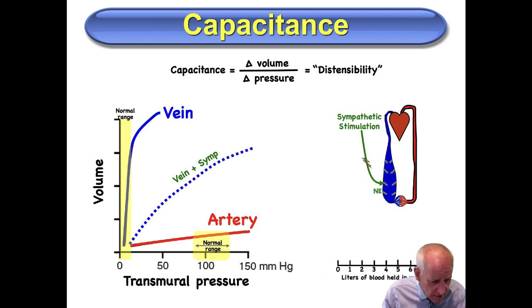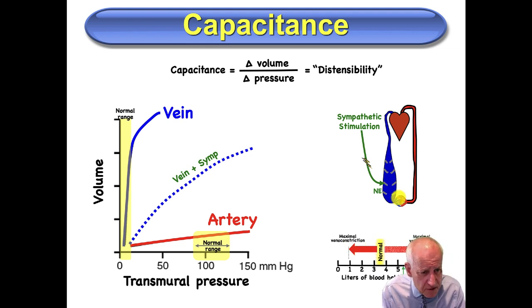Let me try to illustrate this on this axis, which shows the liters of blood held in the veins. Remember, the total volume of blood in the vasculature is about 5 to 5.5 liters. And recall that the veins hold about 2/3 of the vascular volume. So let's say that the veins hold about 3.5 liters of blood. Under maximal venoconstriction, the capacity of the veins will drop from 3.5 liters down to about 1 liter.